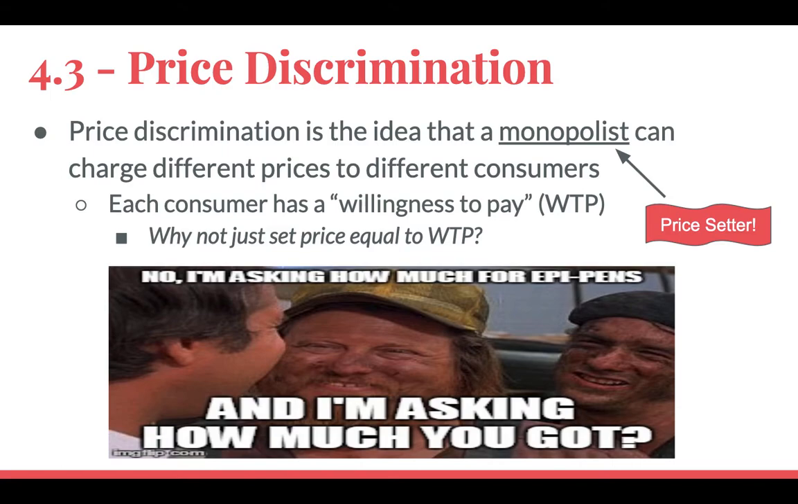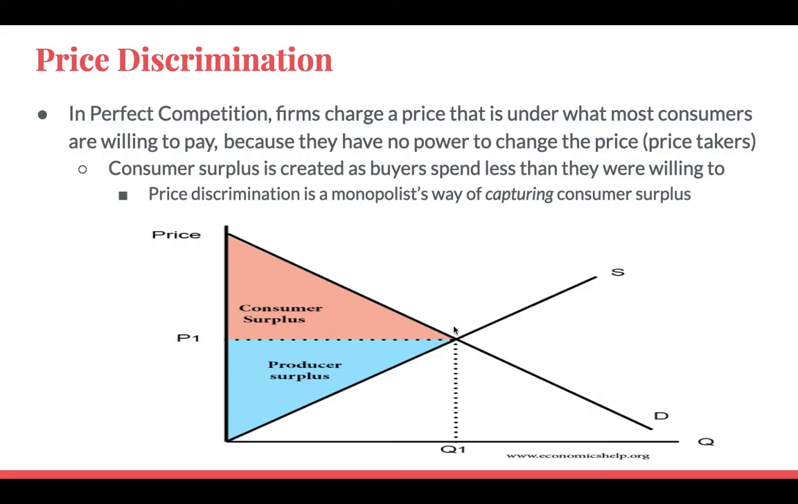This behavior is essentially charging different consumers different prices. What we've learned in the past is that each consumer has a certain willingness to pay, a maximum that they are willing to pay for a certain good, right? And what we've learned in this unit is that a monopolist is a price setter. That's different from what we've seen in the past in a perfectly competitive market.